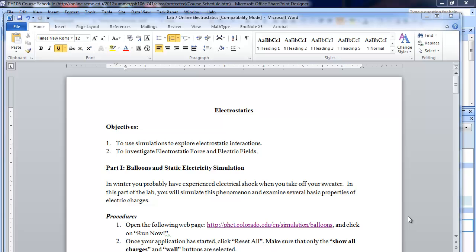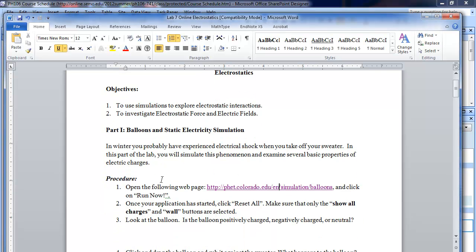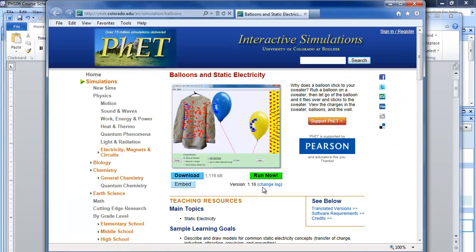This lab has two parts. The first part is about two ways you can charge an object: by induction and by contact. So first, go to the simulation. Click on Run Now.